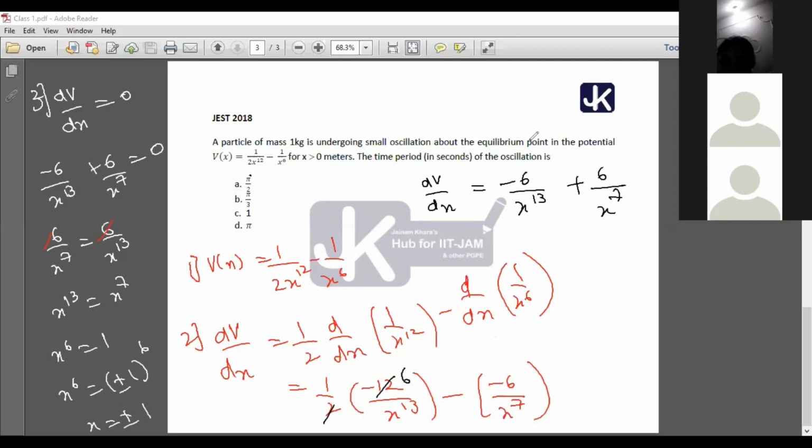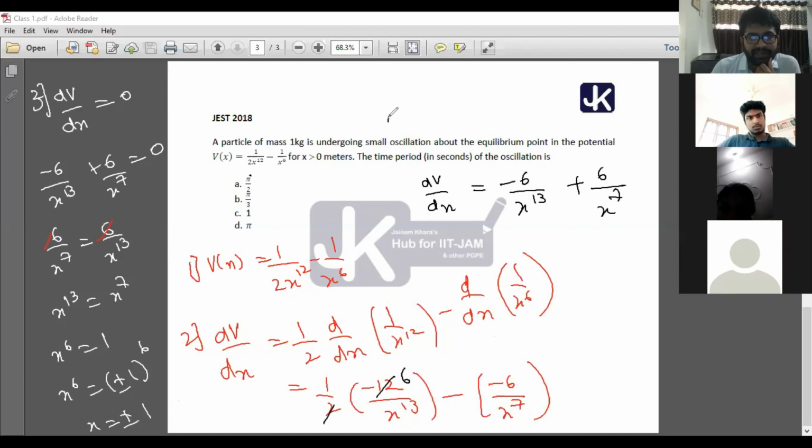Now we don't know whether this is maxima or minima, by the way. We are yet to find whether this is maxima or minima. Remember, we need the minimum value. We need minima because it is oscillating, stable equilibrium.